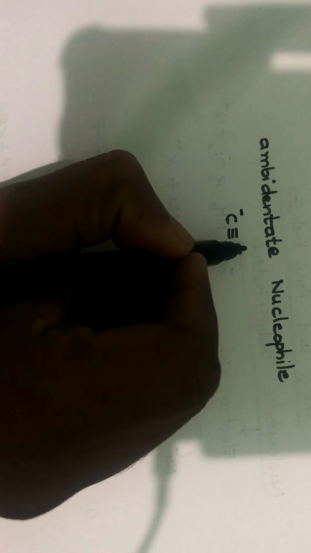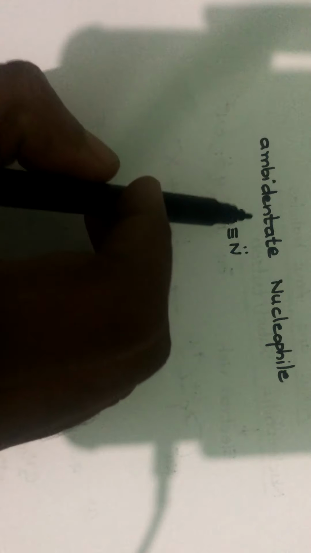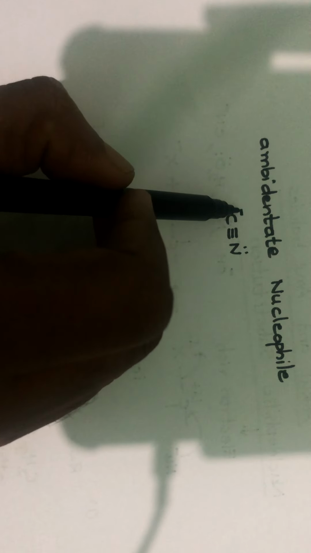In a cyanide, there is a charge of minus, and nitrogen contains a lone pair of electrons. So here carbon can be a donor as well as nitrogen also can be a donor. Such nucleophiles are called ambidentate. That means the electron pairs are present on both carbon as well as nitrogen. Attack can take place through carbon or through nitrogen. It depends upon the reagent that you have taken.